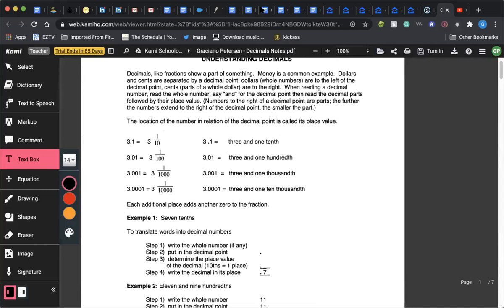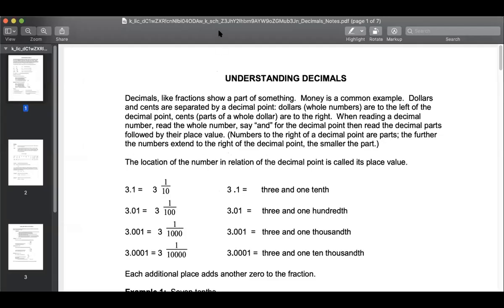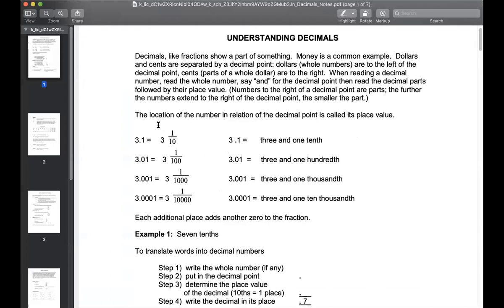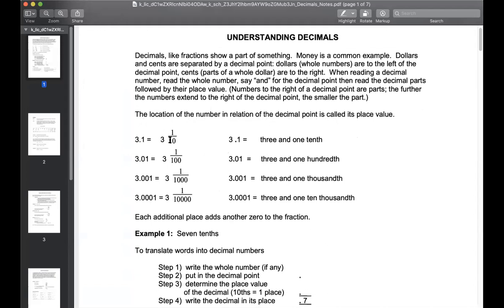I'm going to change my view a little bit so I can pull this up a little bit bigger. Okay. All right, so here we are in our notes for understanding decimals. So who can tell me in general what a decimal is? What is a decimal?